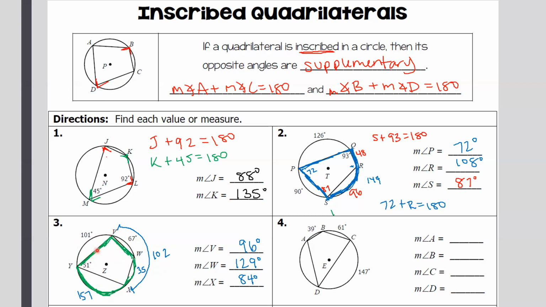So angle V I have here in green. It's intercepting this green arc, and this green arc is made up of the 35 degrees and the 157. When I add those together and then divide by 2, because the angle is half of that, that tells me that angle V is 96 degrees. Now that I know that angle V is 96 degrees, angle V and angle X will have to be supplementary. So I take 180 minus 96, and that's how I got the 84.